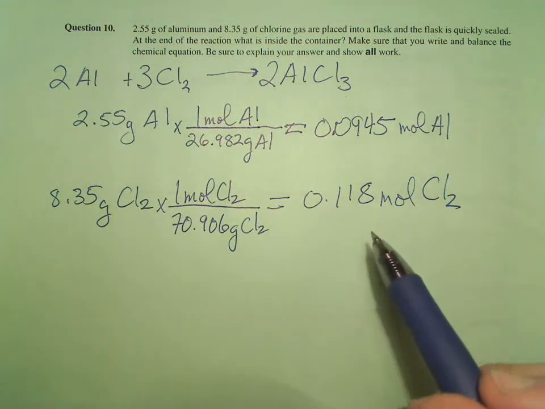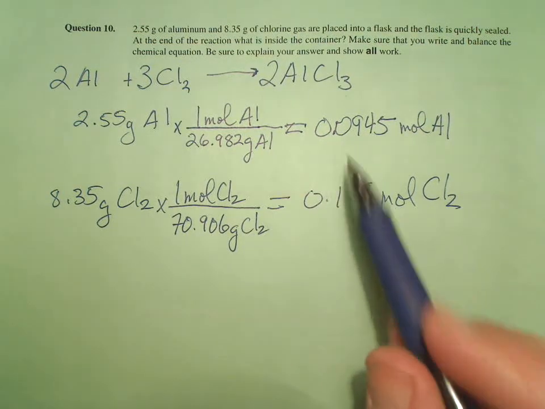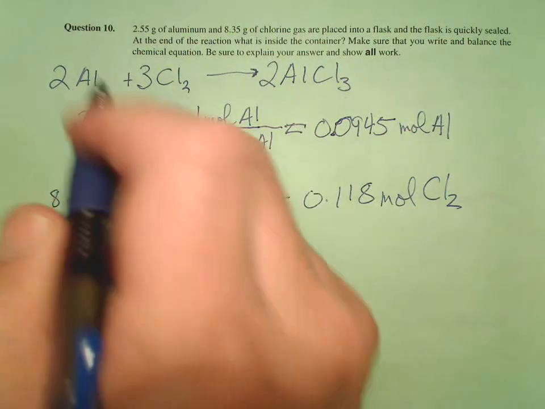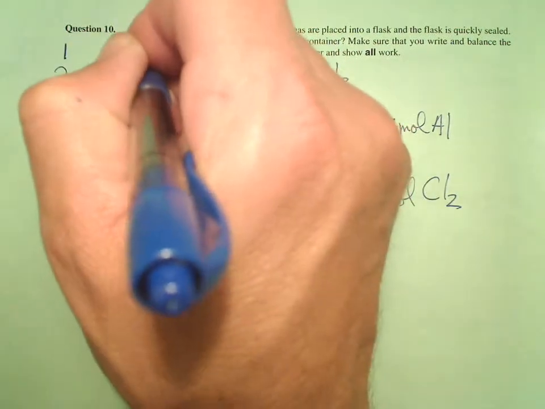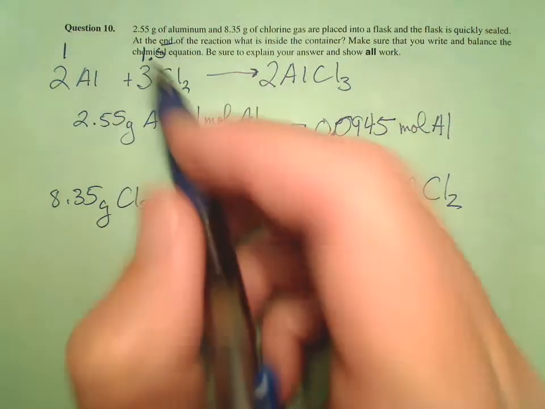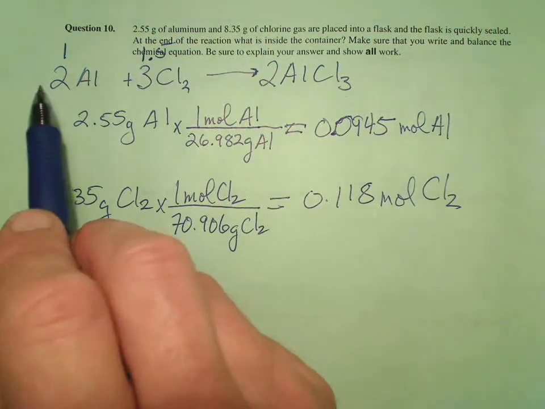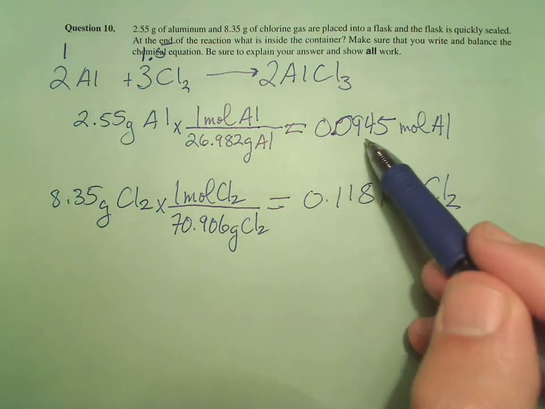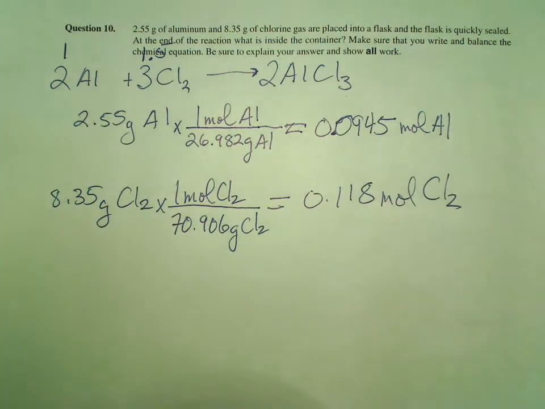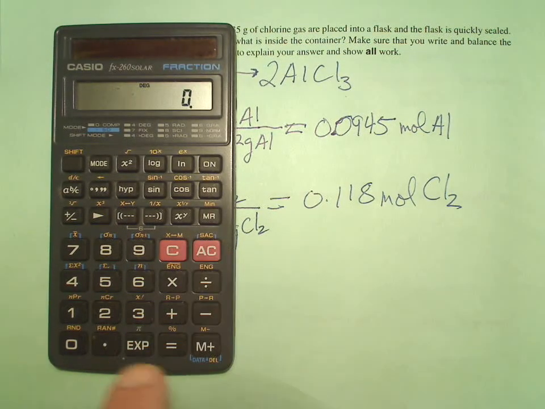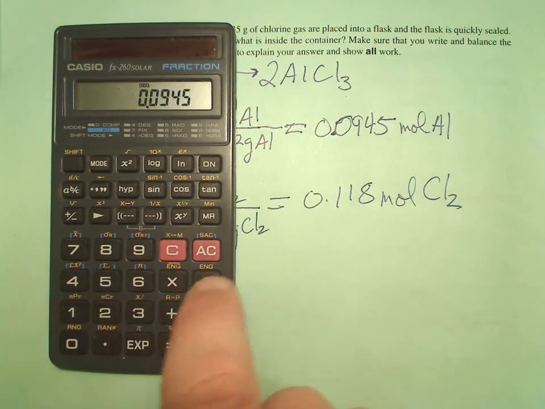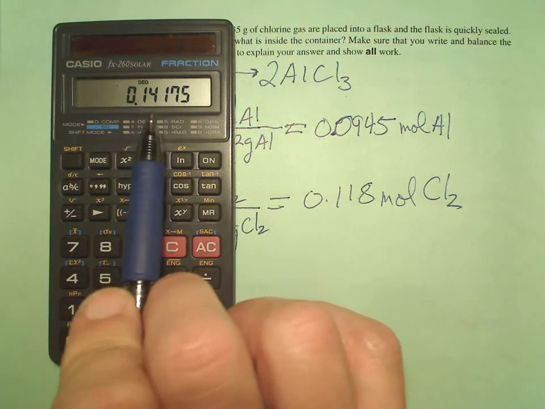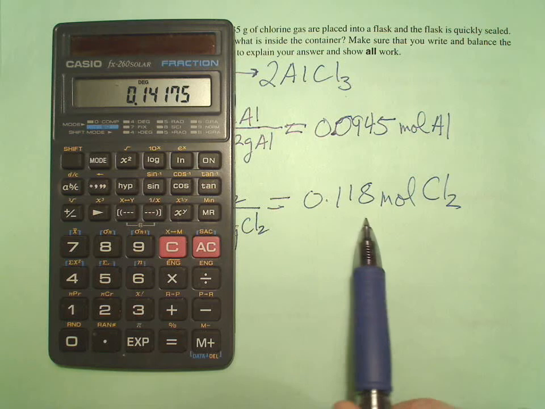So now we have to look at our mole-to-mole ratio. I have a 2 to 3, so I'm going to say a 1 to 1.5, just to make it a little easier for me to sort this out. So for every 1 mole of aluminum, I need 1.5 moles of Cl2. So if I have 0.0945 moles of aluminum, I'm going to need 1.5 times that. So what do I have? 0.0945 times 1.5. Most of the time we do this in our head, but we can do this: 0.141. So I need 0.141 moles of Cl2.